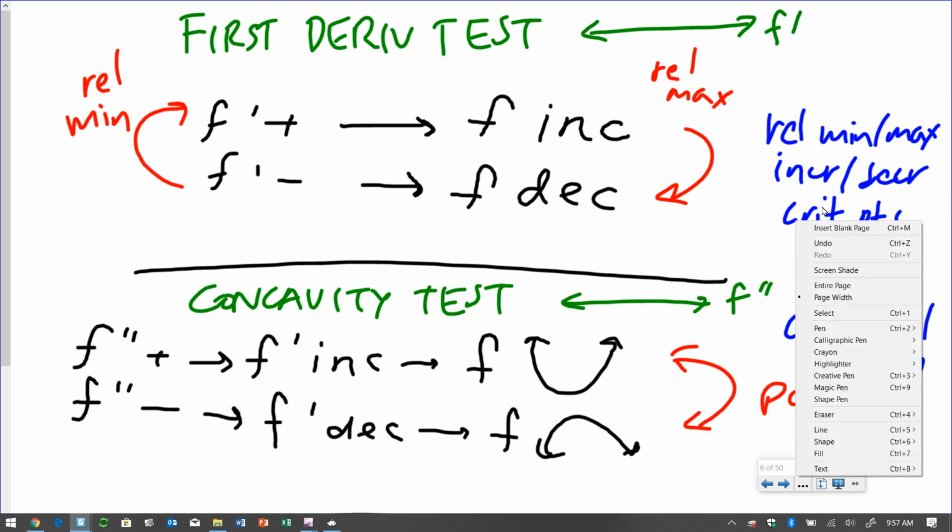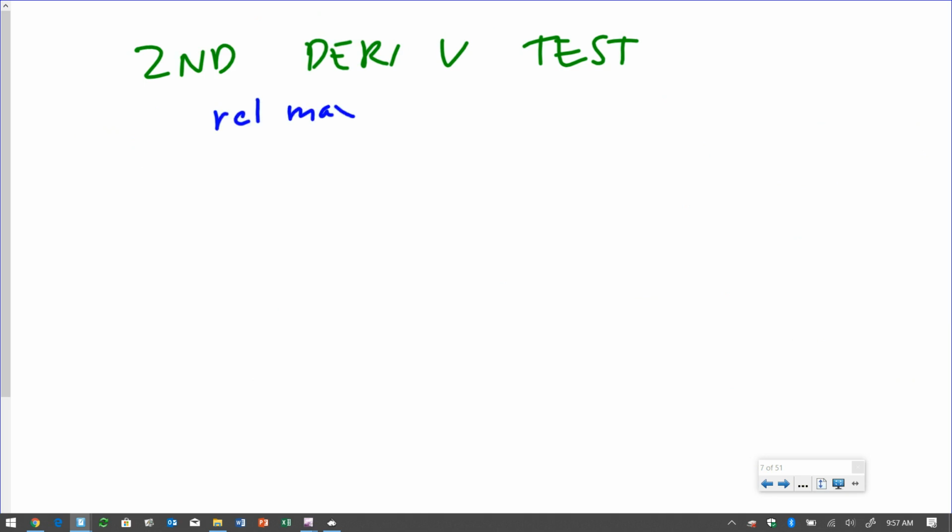So let me do a new slide, okay? So we have the second derivatives test, which we learned. And that is to find, what are the keywords there? When would you use the second derivatives test? Relative max, relative min, okay? And guys, this is when you use what God gave you.